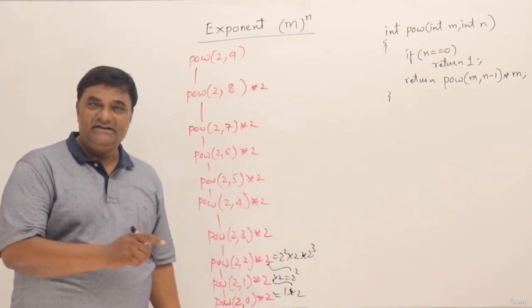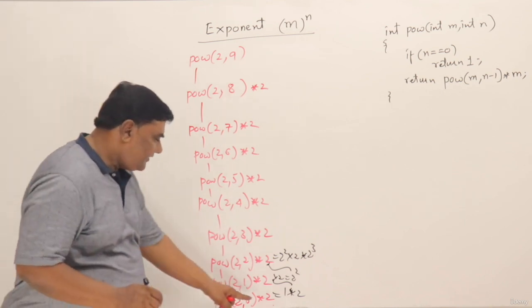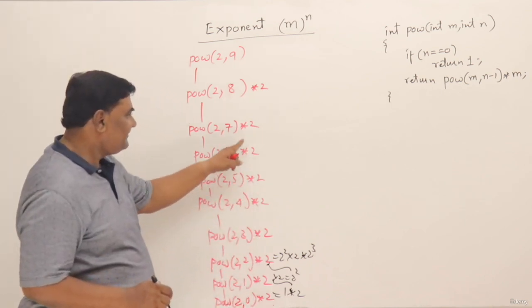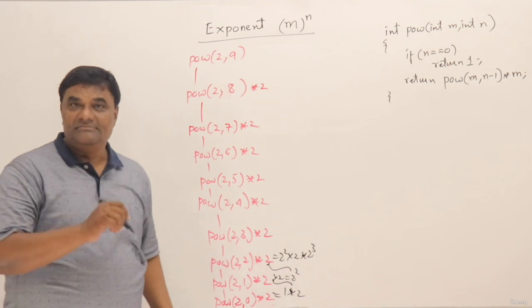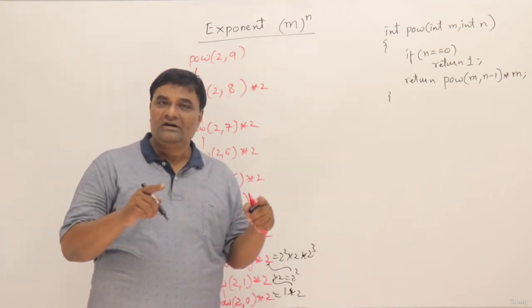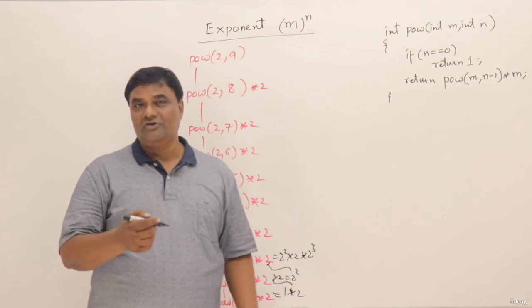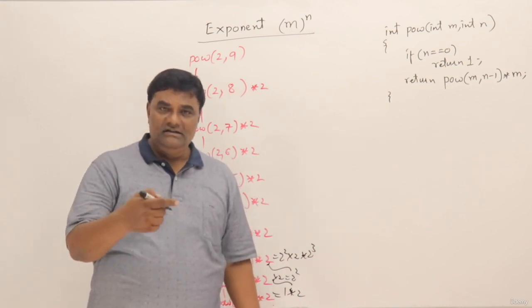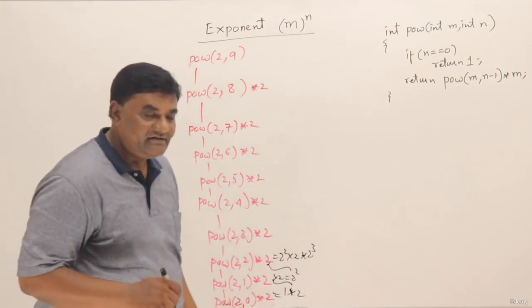Now one more thing we should observe here: how many multiplications it is performing in total. 1, 2, 3, 4, 5, 6, 7, 8, 9. So a total of 9 multiplications are performed. Is it possible to compute this with fewer multiplications? Let us check.